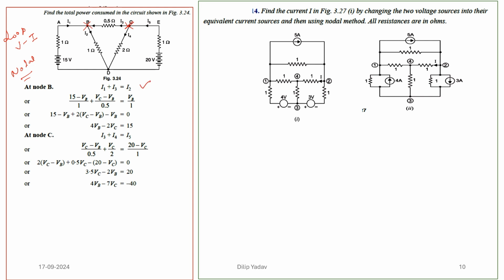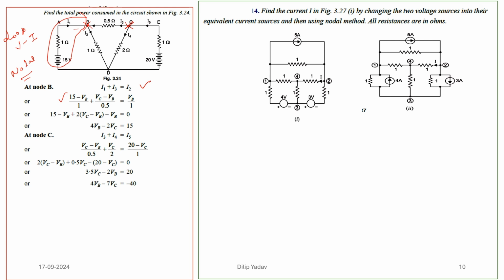Now going for I1, this was the VB. That means we are taking it at this point. The VB will be negative if I'm going out, because the current direction I'm going to choose is this one, which means it is coming inside. So it will be 15 minus VB divided by the 1 ohm, meaning this branch we have taken.